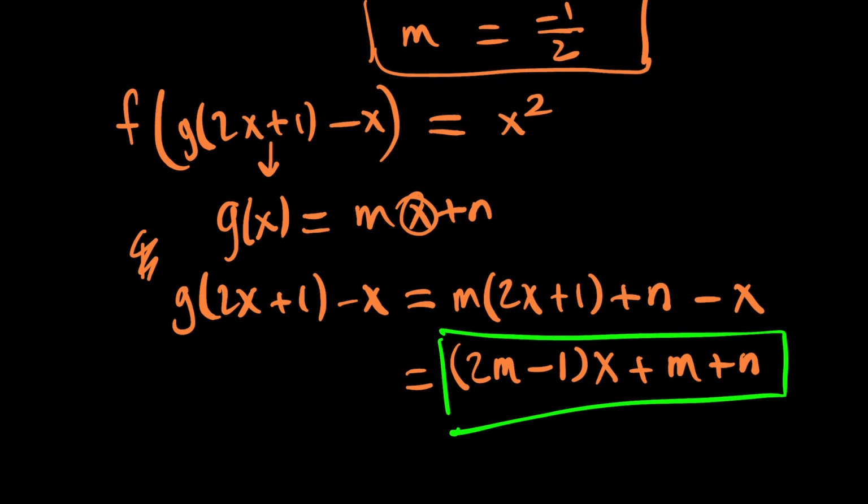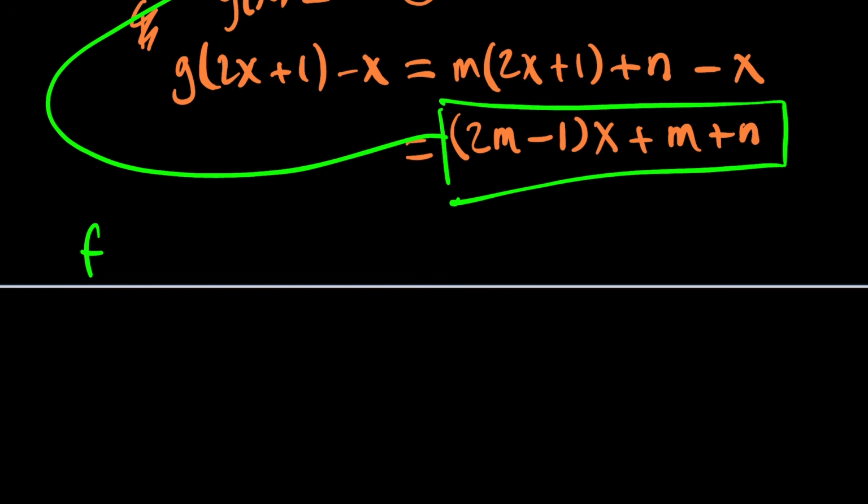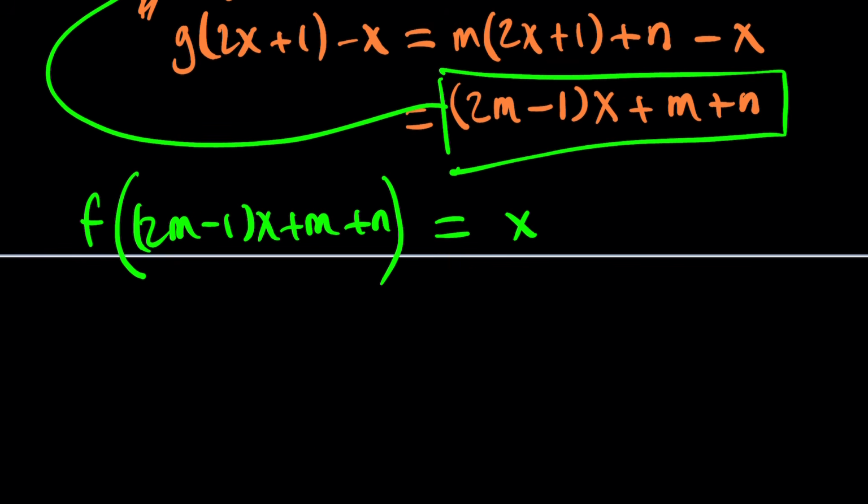Now, this is what you need to substitute here. This is going to go all the way here. So now f of something. Let's go ahead and write it down first, and then we're going to evaluate what it is. F of (2m minus 1)x plus m plus n, and that is equal to x squared. Great. Now, notice that we got rid of g, which is a good thing. We end up with a single variable. I mean, m and n are variables, but f is what we're trying to find here.